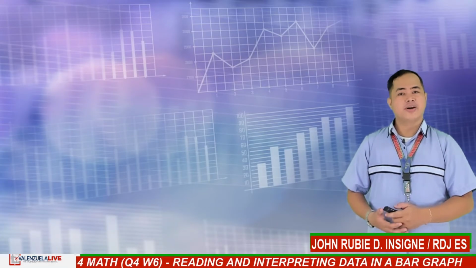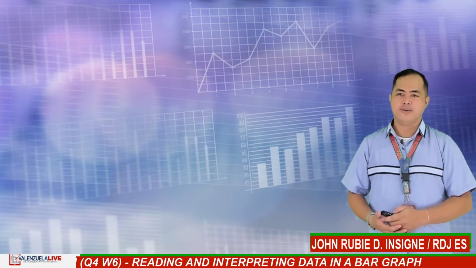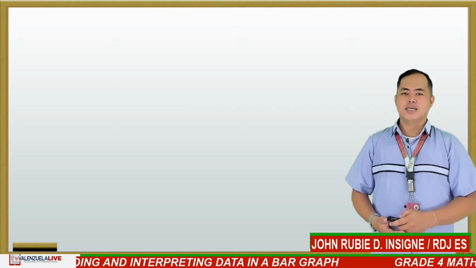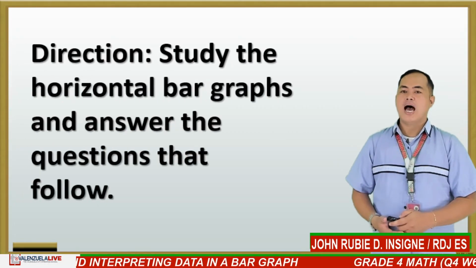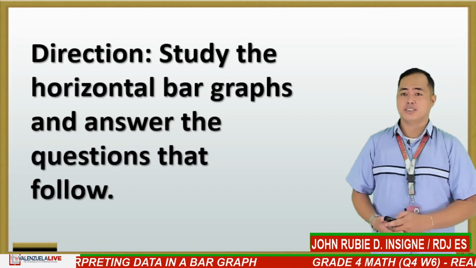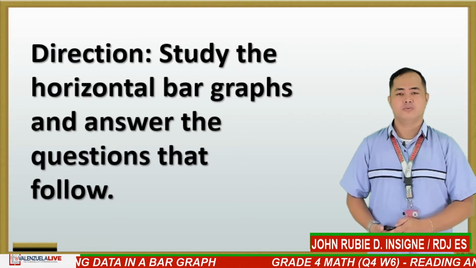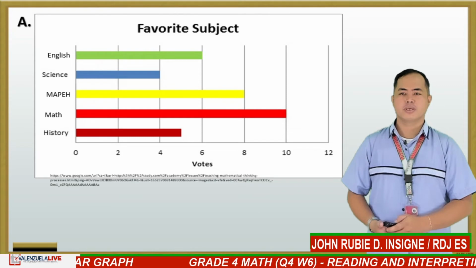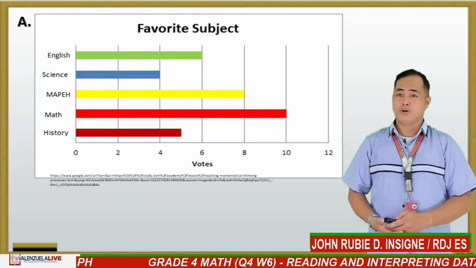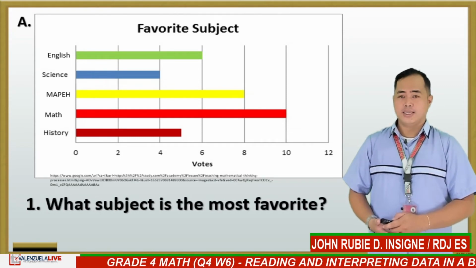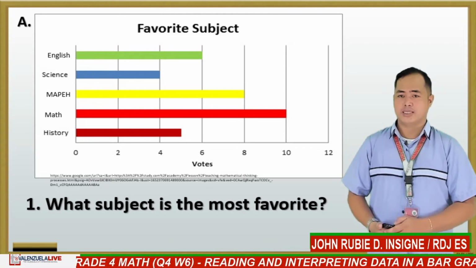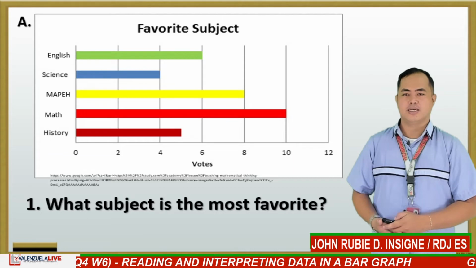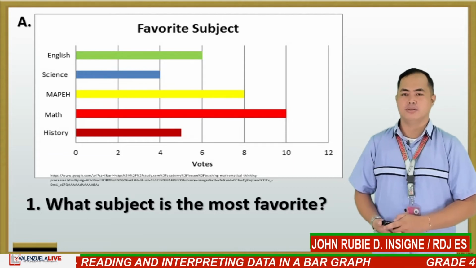I think you are now ready to answer the following set of activities. For your activity number 1, study the horizontal bar graphs given and type the answer for the questions that follow. For question number 1, what is the most favorite? Or what subject is the most favorite? Type your answer in the comment section below.